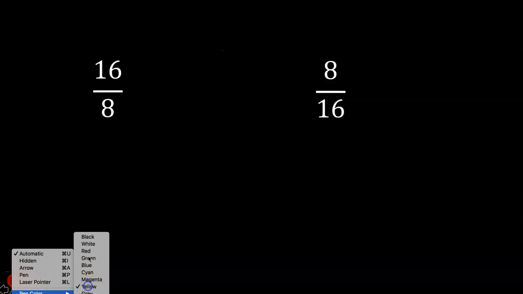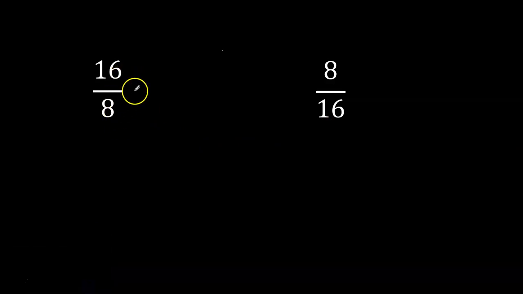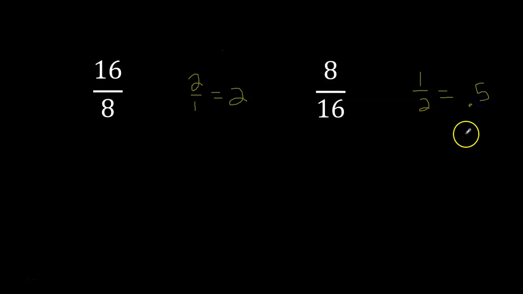Take a look. 16/8 reduces to 2/1, which equals 2. But 8/16 reduces to 1/2, which is equal to 5/10, or decimal 0.5. So 8/16 is less than 1. It's not even a whole. But 16/8 is greater than 1.